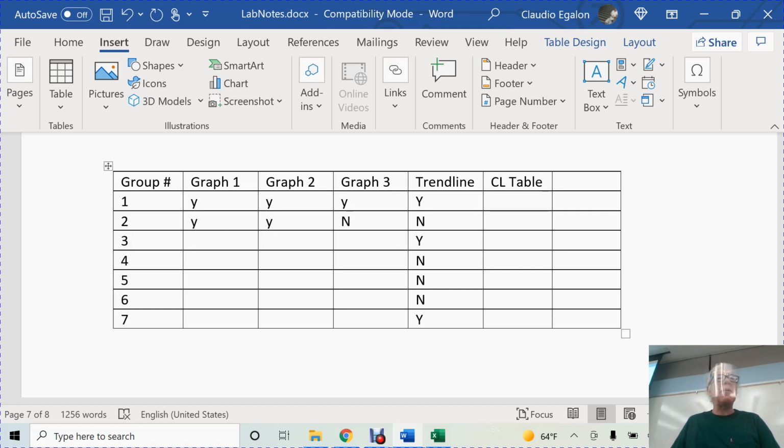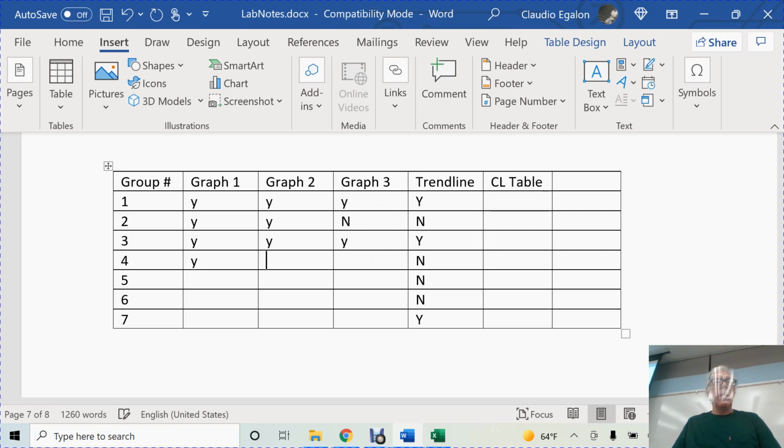Group number 3. You do the first graph? Yes. Second? Yes. Third? Yes. Trend line? Yes. R square and equation? Oh yes, it's in the graph. Okay, it's in the graph, okay. And then we're gonna do the CL together, okay? So hang in there.